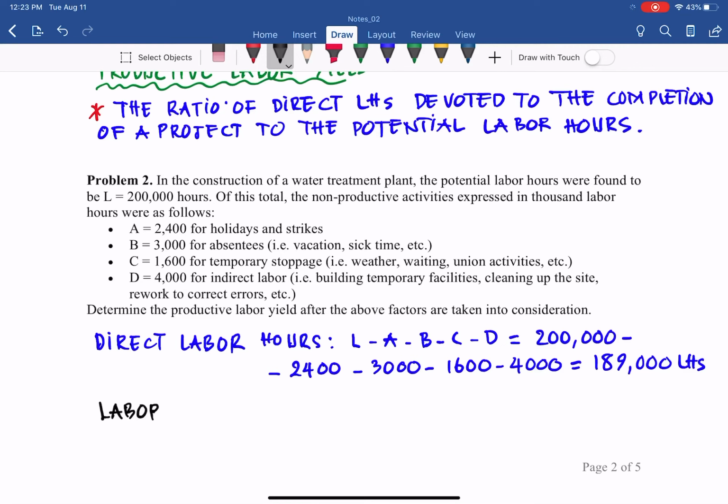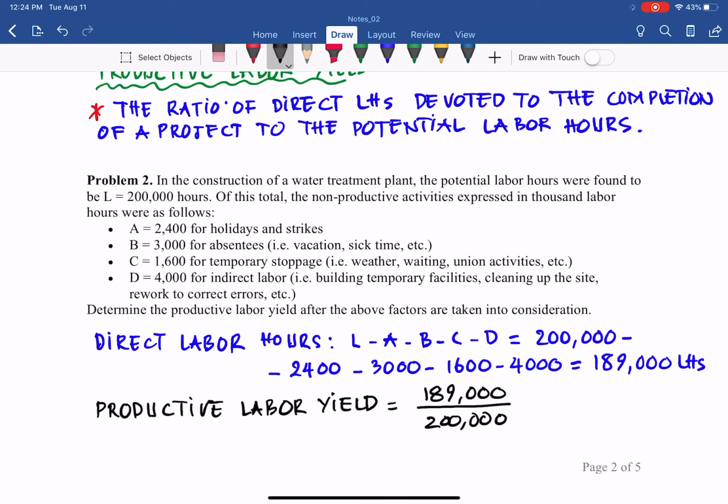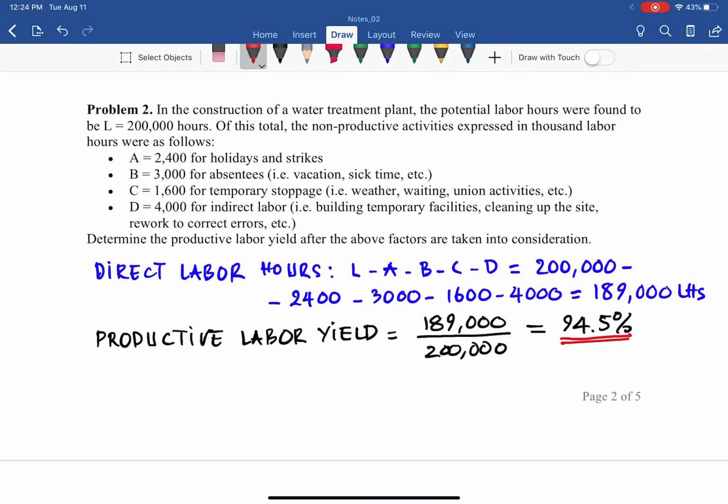From that we can easily determine the productive labor yield. It equals the ratio of direct labor hours, 189,000, divided by the total potential hours, 200,000, and that equals 94.5%, or 0.945. So that is the answer.